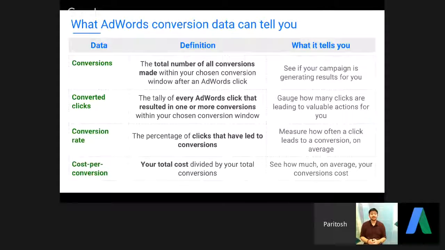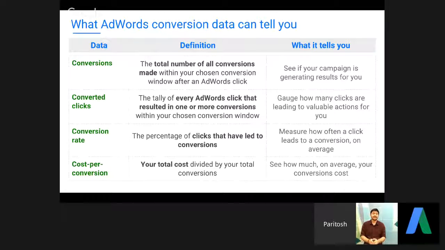Okay, and these are a couple of conversion metrics and what exactly they tell you. The first one is conversions. Conversions basically tells you whether ads are getting you the relevant results or not, whether they are getting you purchases, whether people are filling out a contact us form, whether you're getting any hot leads from the various ads you're showing on Google. The second thing is converted clicks.